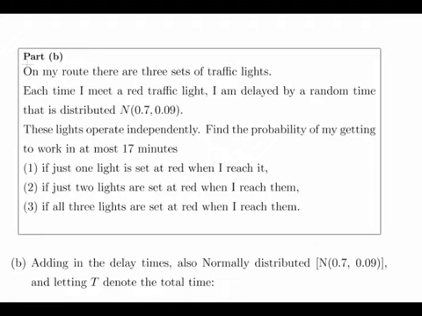Okay, so part B. On my route, there are 3 sets of traffic lights. Each time I meet a traffic light, I'm delayed by a random time that is normally distributed with a mean of 0.7 and a variance of 0.09. Not that it's relevant in this case, and in fact we won't use it, but just to remark that the standard deviation there would be 0.30 if you were to use that for a z-score type question. But we're not, as it turns out, so just watch out for that. These lights operate independently. Find the probability of my getting to work in at most 17 minutes.